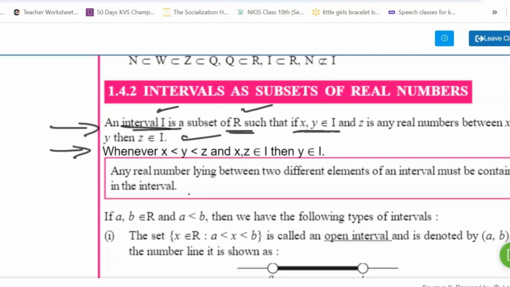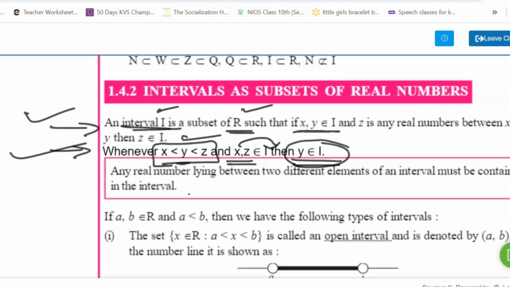Forget the variables that you have used here, x, y and z. This is another example of x, y and z. So here you can see whenever y is in the middle of x and z, like x is less than y and y is less than z, if this is the condition and x, z belong to this interval, we say that y also is a member of, or belongs to, this particular interval. This is the condition that is being told here in words, and this is the notation.